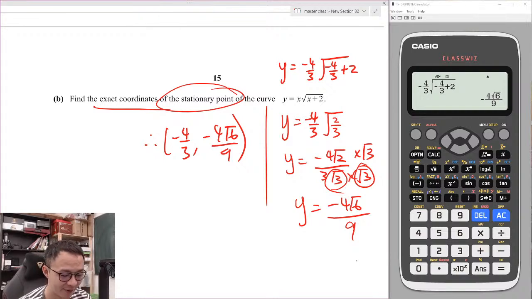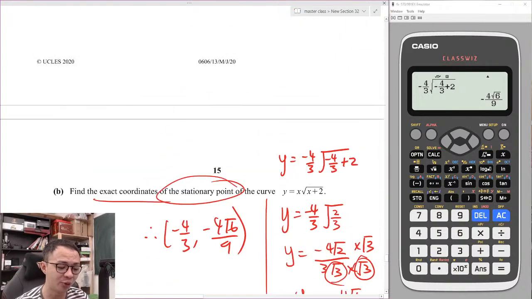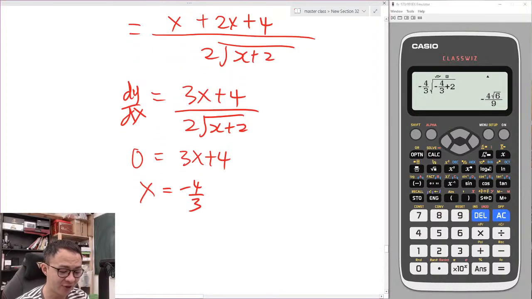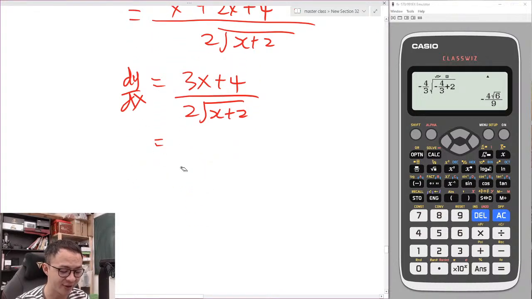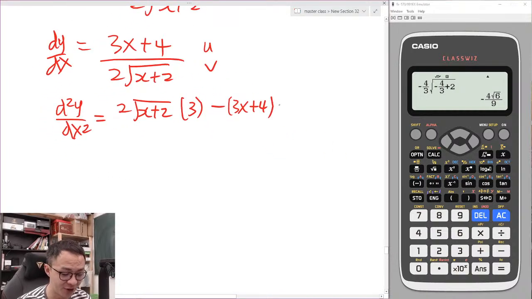Okay, so determine the nature of the stationary point. So I want to find the nature. That means I need to do the second derivative. Second derivative means I need to differentiate my dy/dx again. So this is d2y/dx squared. Using the quotient rule, u and v. Copy the v and then differentiate the u, 3. Minus, copy the u, differentiate the v. So differentiating the v will be, okay, a lot of work.